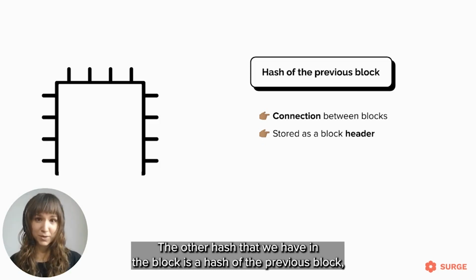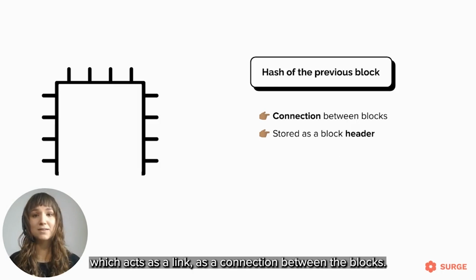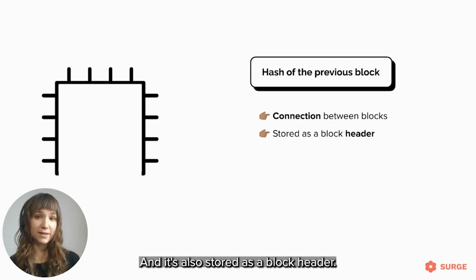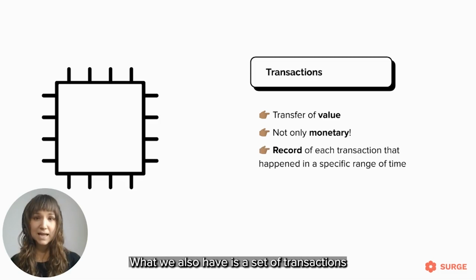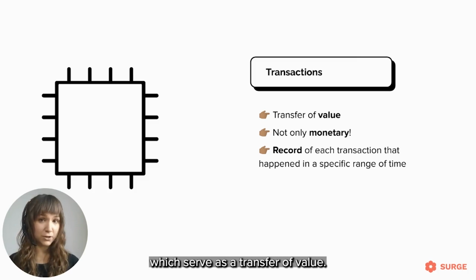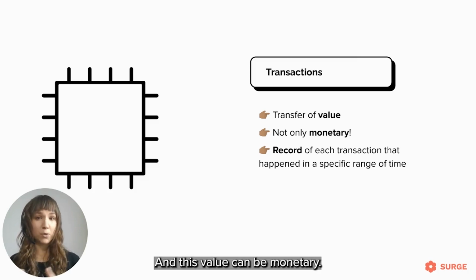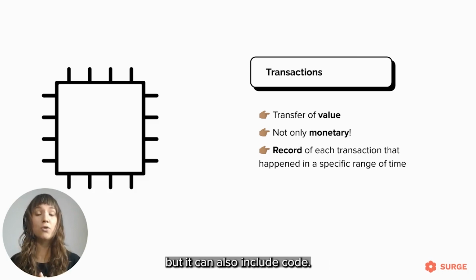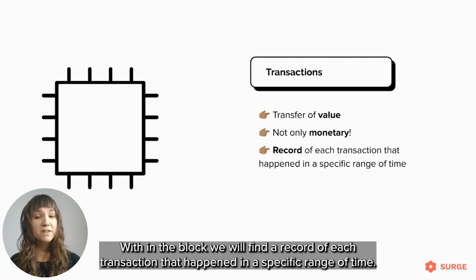The other hash that we have in the block is the hash of the previous block, which acts as a link, as a connection between the blocks, and it's also stored as a block header. What we also have is a set of transactions, which serve as a transfer of value. This value can be monetary, it can also be the value of information, but it can also include code. Within the block, we will find a record of each transaction that happened in a specific range of time.